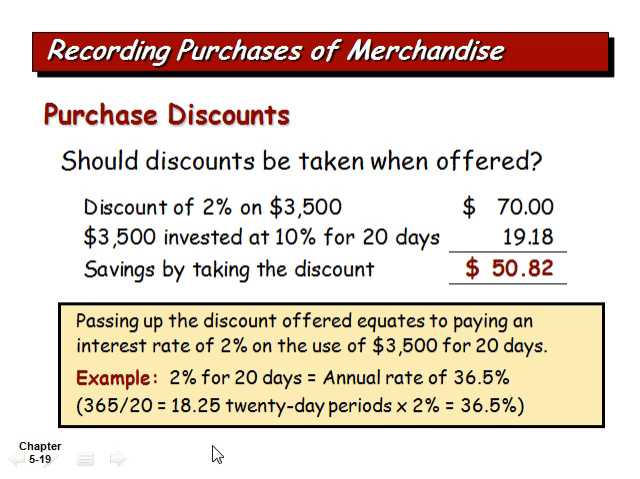Their calculation down here: 2% for 20 days equals an annual rate of 36.5%. So that is a very good rate of return, and if businesses can afford to take the discount, if they've got the cash, it just makes sense for them to do it. In fact, it makes sense for them to borrow money so they can take advantage of discounts.